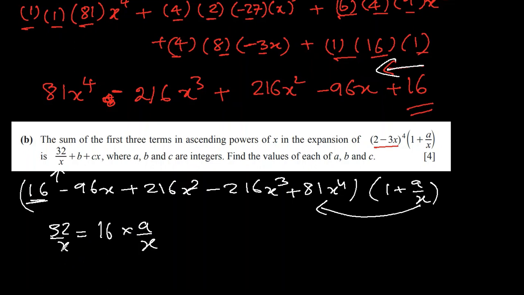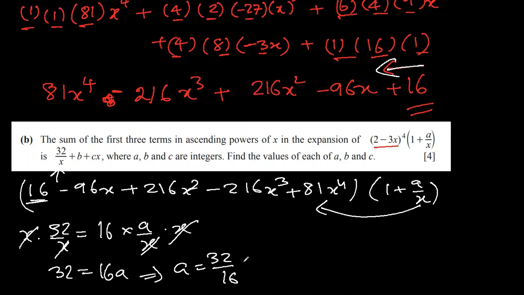Alright, so both of them have x, so let's multiply both sides by x so that we get rid of x's. So 32 equal to 16a, and that gives us a equal to 32 over 16, which is 2. This is the value of a.